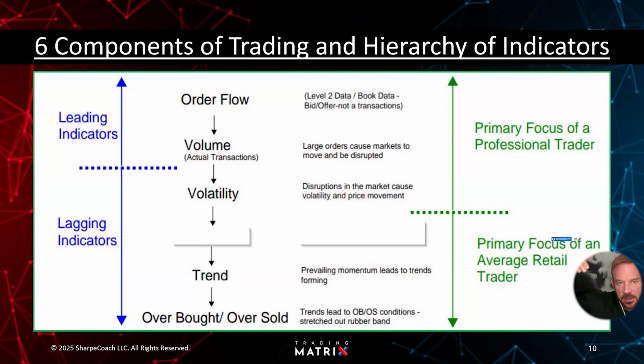So the hierarchy, the way I want you to think about this is how an order comes into the market and then impacts the market and thus impacts all the indicators. You can also think of it as a map of lag. The lower it is on the scale, the more lag there is in the indicator.